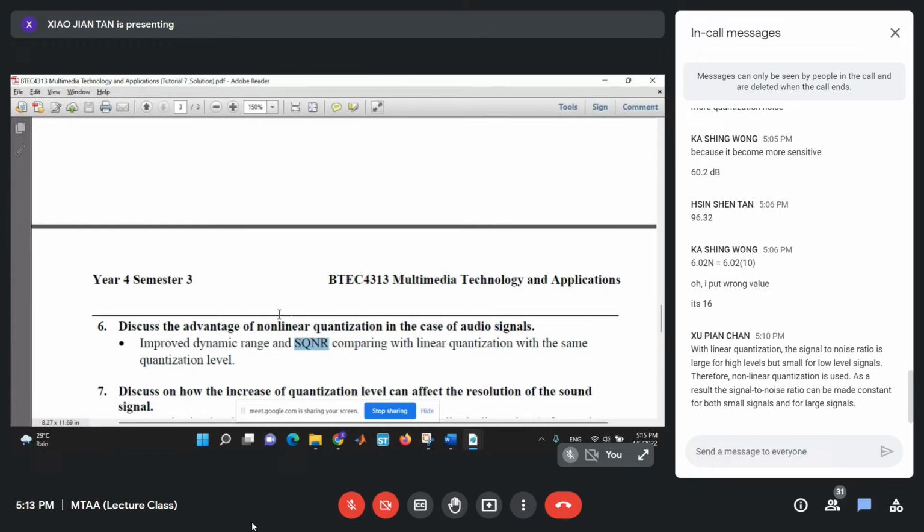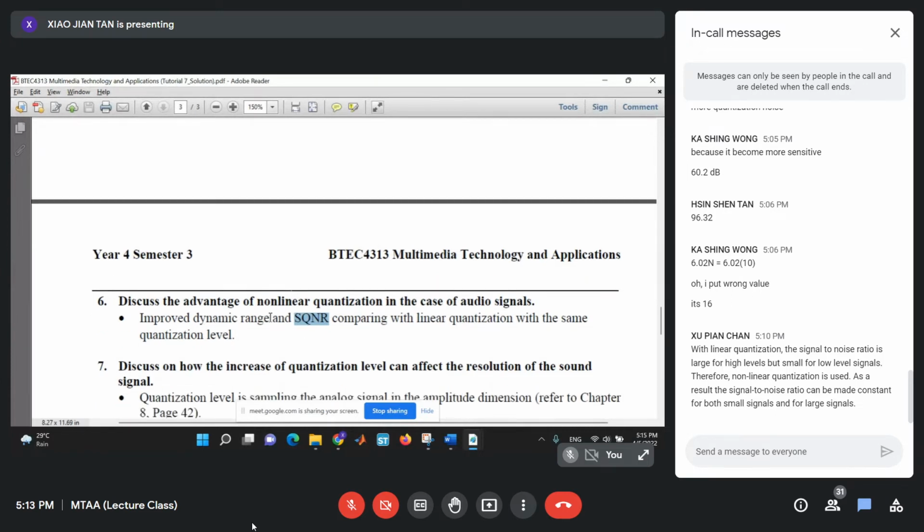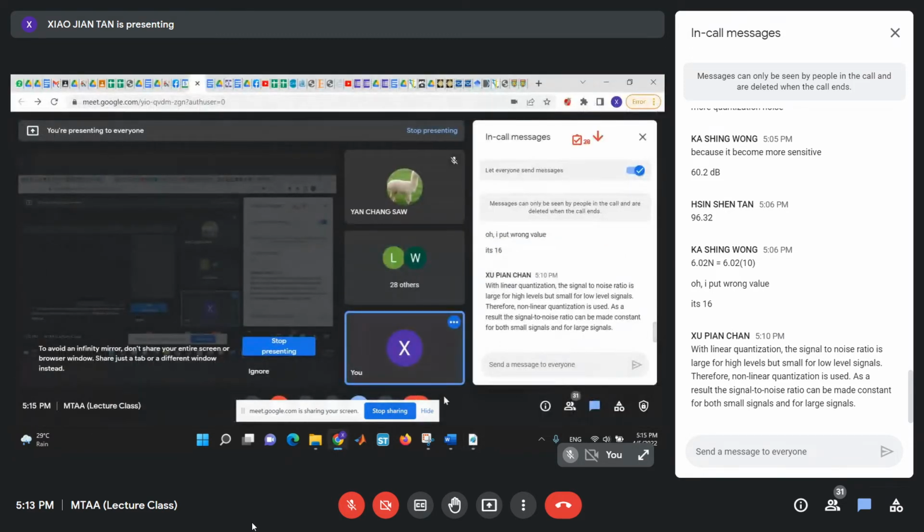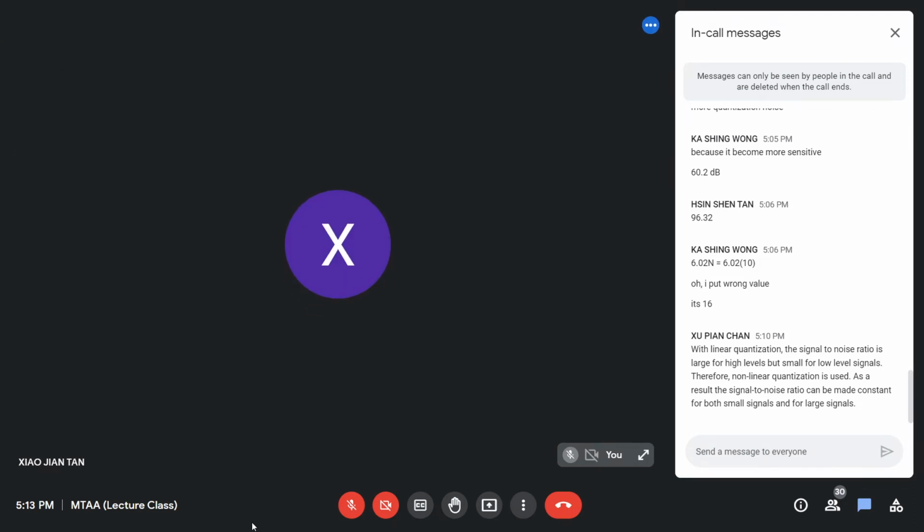Okay, so question 7: discuss how the increase of quantization level can affect the resolution of the sound signal. Okay, anyone? Okay, this one maybe you need to share your screen. Question 7. Let me check. Jamie, Lu Jamie, are you there? Maybe you can share your answer.